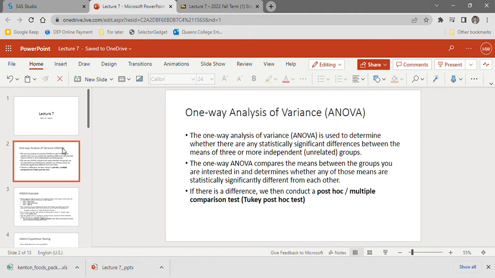Then let's say the test comes back and says, yes, there in fact are differences. Then we run the post hoc test, called the Tukey test, and Tukey will tell you which group. It might be something like A and C are different, which also means C and A are different.